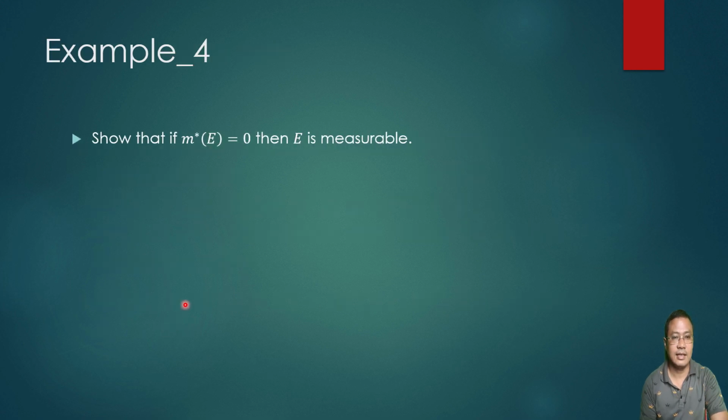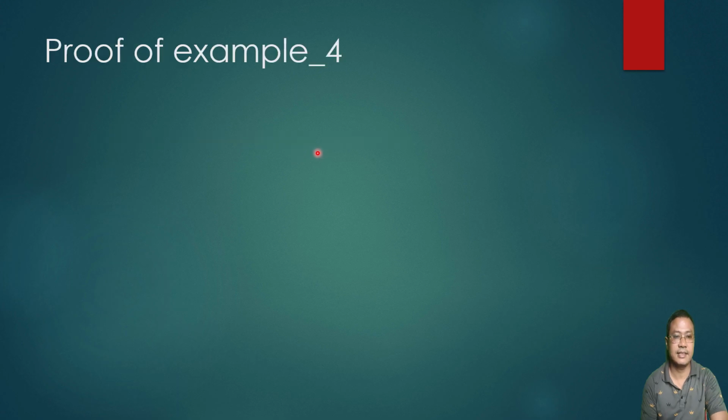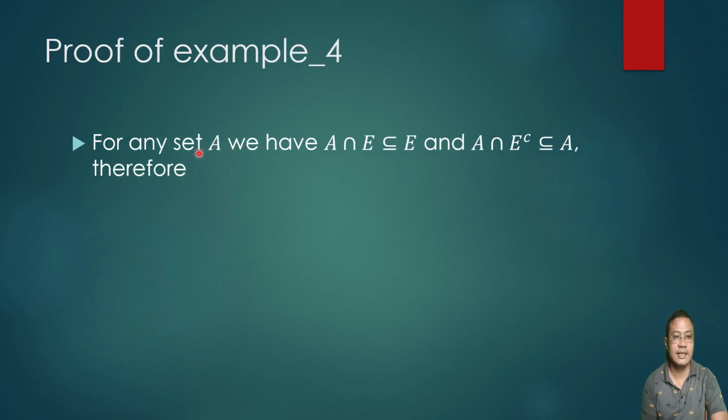So let us see a simple example. Suppose M star E is equal to 0. Then we are going to show that E is measurable. So let us see. For any set A, this inequality is always true. A intersection E is always a subset of E. Also, A intersection E complement is a subset of A. These are true for any set A.